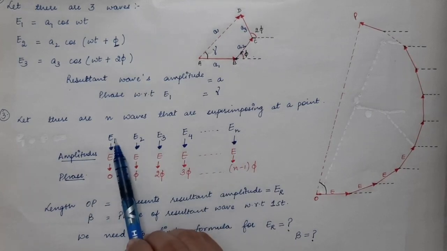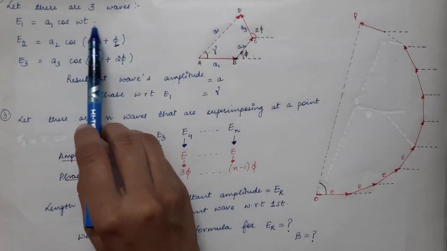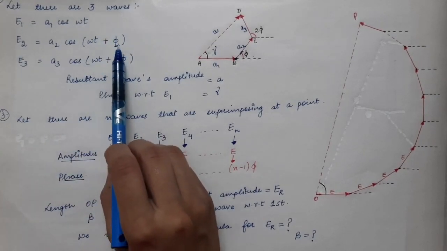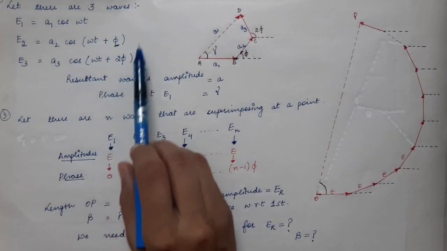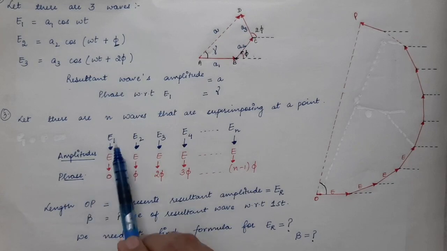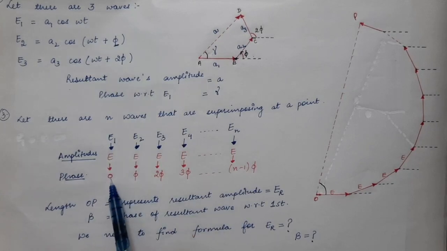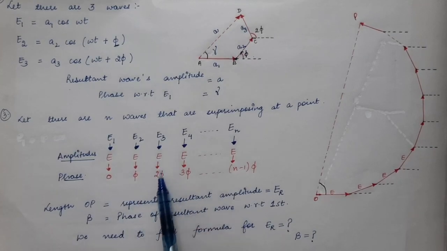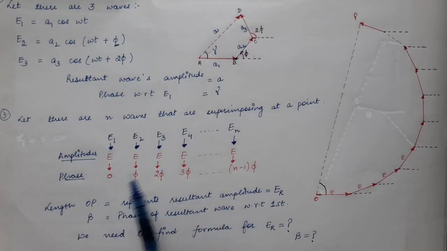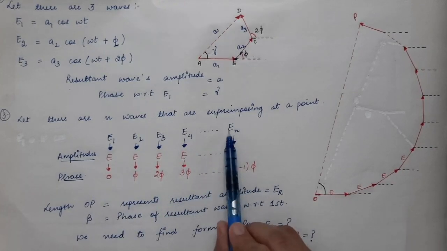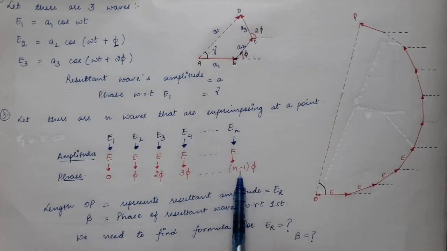Now the phase of the first wave, as in the previous case the phase of the first wave was 0, the phase of the second wave with respect to the first was phi, then the phase of the third wave with respect to the first was 2 phi. So similarly we will assume over here the first wave has a phase of 0, the second wave has a phase phi with respect to the first, the third has a phase of 2 phi with respect to the first, the fourth has a phase of 3 phi with respect to the first, and so on. The last wave will have a phase of n-1 phi with respect to the first.